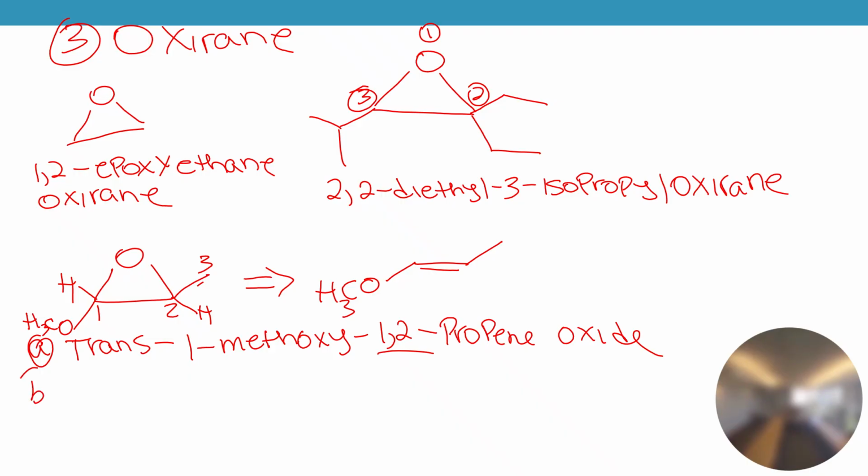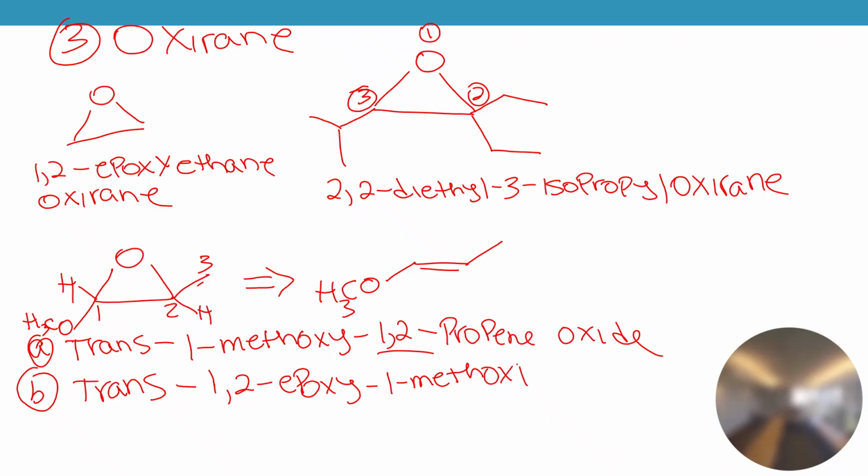The second naming, so as an epoxy derivative, still trans, 1,2-epoxy. There is a 1-methoxy, and this is a propane. So not as a derivative of an alkene, but as an alkane with an epoxy. And then the last convention, still trans.